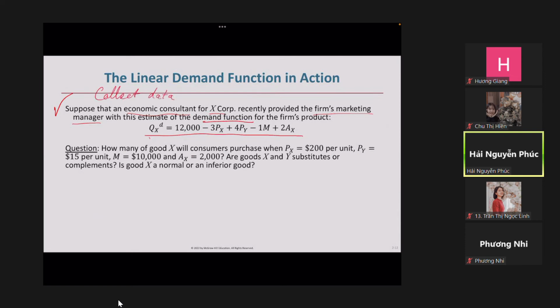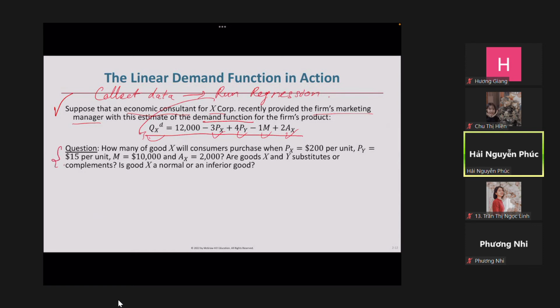What are the key data? The data about the quantity of sale, the price of the good, the price of related goods, the income of people, and the level of advertising spending. Yeah, they collect data. They run the regression model, right? And it will give them the estimated demand function, right?